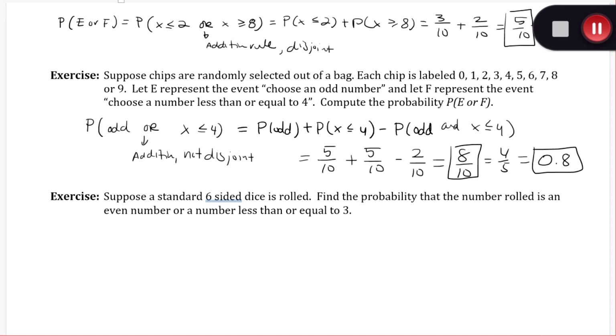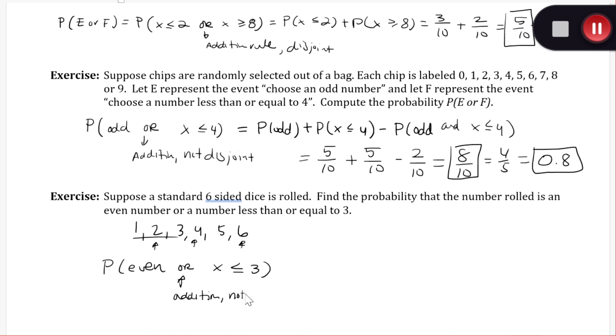This last one is: suppose a standard 6-sided die is rolled. So on the die we have sides 1, 2, 3, 4, 5, and 6. Find the probability that the number rolled is even or a number less than or equal to 3. So again, we have an OR, so we have the addition rule. And then when you think about it, can I simultaneously be even, like that number and that number, and be less than or equal to 3? We can, and so we are not disjoint.